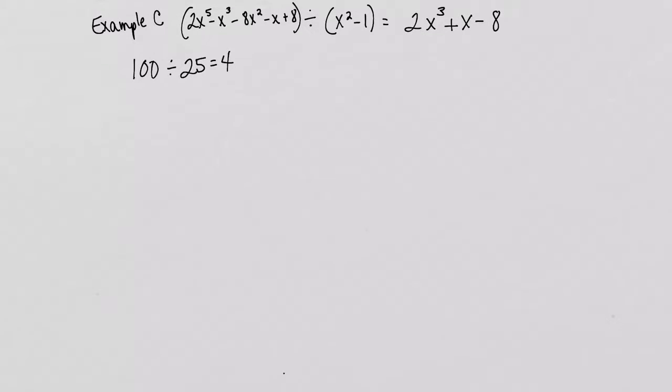If I had 100 and I divided by 25, I get 4. That means I can work backwards and I can say 4 times 25 should equal 100. Well, I can do that with the same polynomial. I can say that if I multiply these two, then my result should be this 5th degree polynomial. So that's what we're going to do right now.